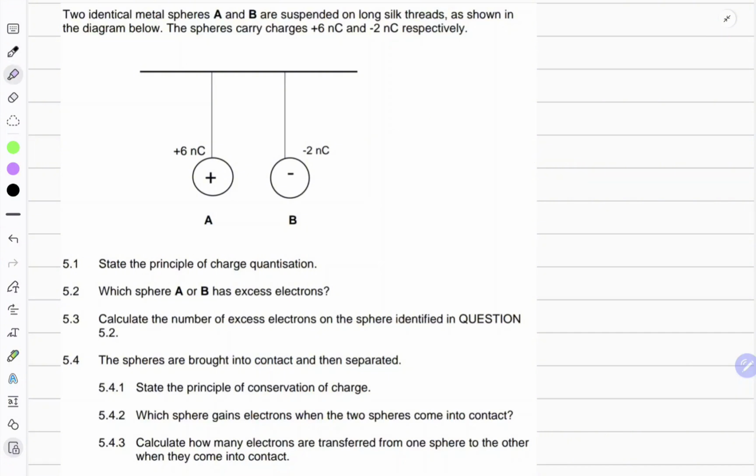Two identical metal spheres A and B are suspended on long silk threads as shown in the diagram below. The spheres carry charges plus 6 nanocoulomb and negative 2 nanocoulomb respectively. The first question reads, state the principle of charge quantization.